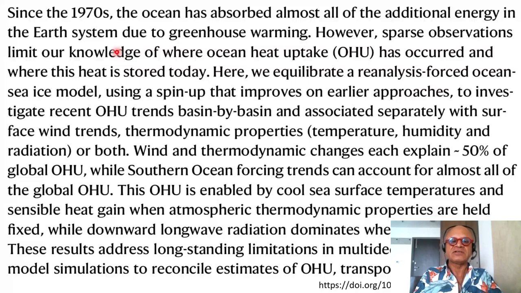Just reading the abstract: since the 1970s the ocean has absorbed almost all of the additional energy in the Earth system due to greenhouse warming. We know this. However, sparse observations limit our knowledge of where ocean heat uptake has occurred and where this heat is stored today. Here we equilibrate a reanalysis forced ocean sea ice model.